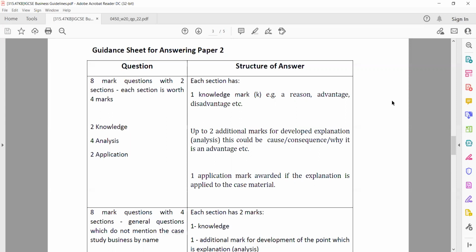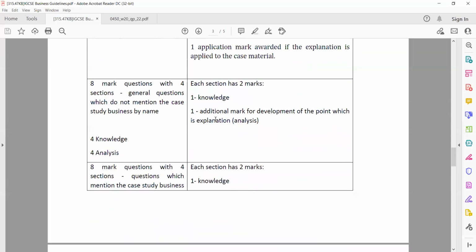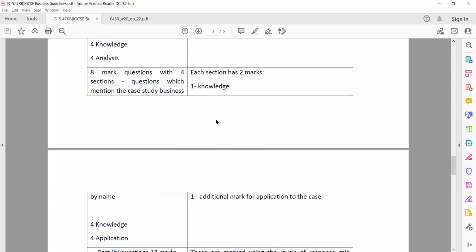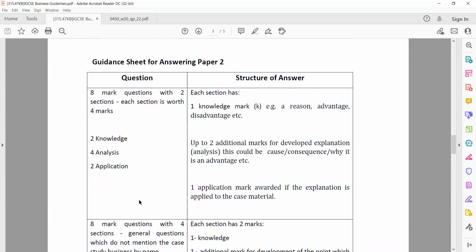In the 8 marks question, there are some variations of questions that can be given. First variation, second variation, and then third variation. So there are 3 variations of question that can be given for questions A, 8 marks. The first one is the 8 mark question with 2 sections. There are only 2 sections.